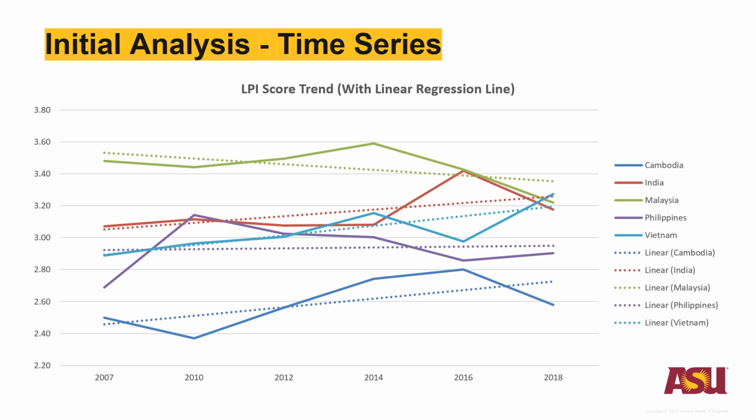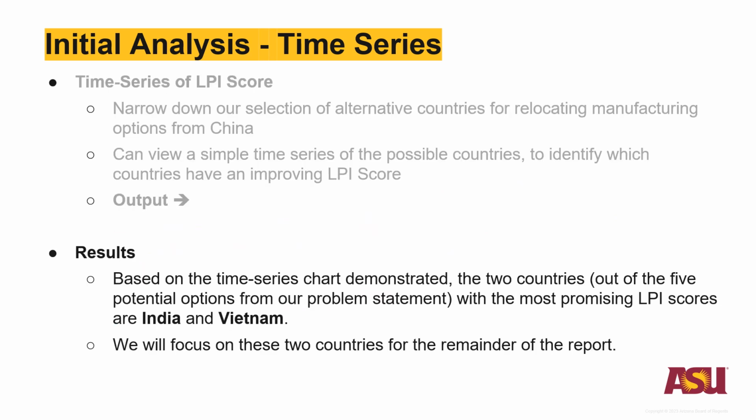This is the result of the time series forecasts with additional linear regression lines. You can see here the linear regressions for both Vietnam and India are trending in a positive direction. Based on the time series chart we just viewed, the 2 countries with the most promising LPI scores are India and Vietnam. We will focus on these 2 countries for the remainder of the report.